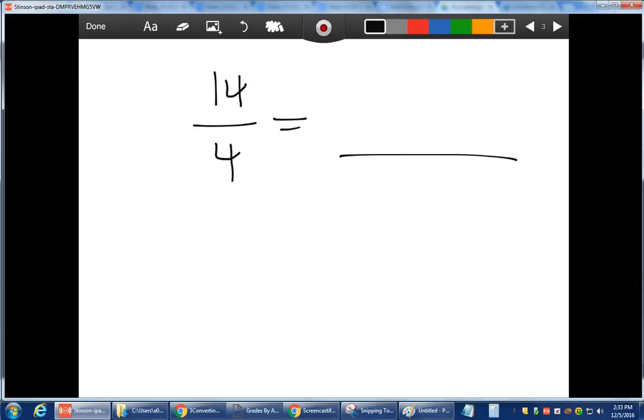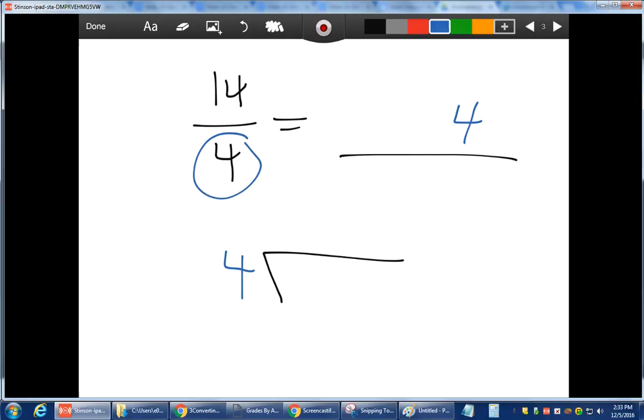One more problem. Again, are we multiplying or dividing? Dividing, correct. So what is the denominator? 4 is the denominator. Good. What is the numerator? 14 is the numerator. You need to know this terminology for the test, by the way. 4 goes into 14 how many times?